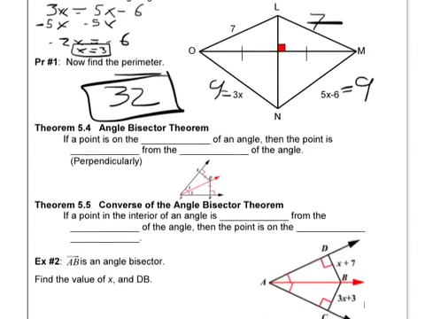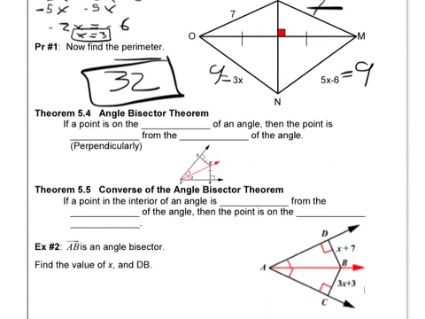Alright, next theorem, 5.4, says if a point is on the bisector of an angle, then the point is equidistant from the sides of the angle. And when we say equidistant, we're talking about perpendicularly. You see this little right angle here.